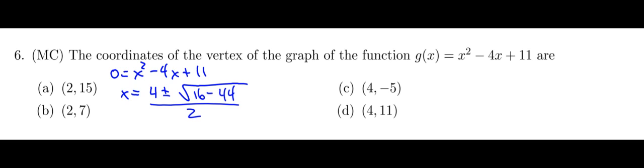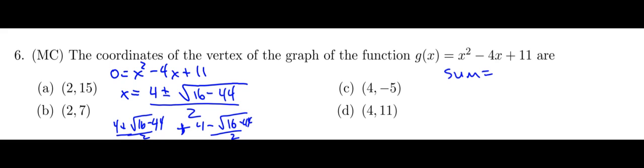And so I've got two x-intercepts here. I've got 4 plus root, don't even worry about it, 16 minus 44 over 2, and I've got 4 minus root 16 minus 44 over 2. Now, if you add those together, notice that the square root portions are going to cancel. I'm going to get 4 over 2 plus 4 over 2. Well, that's 8 over 2, or 4. So my sum is equal to 4.